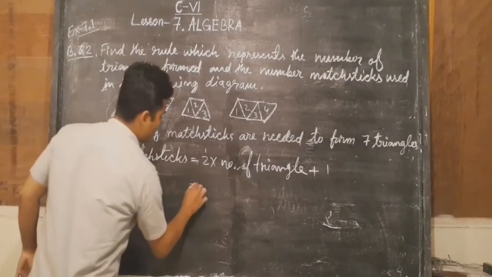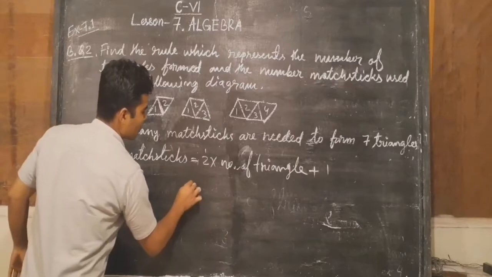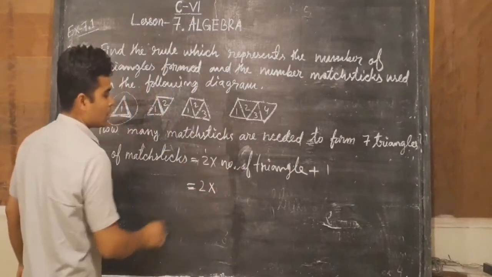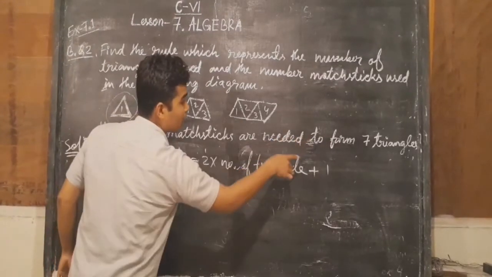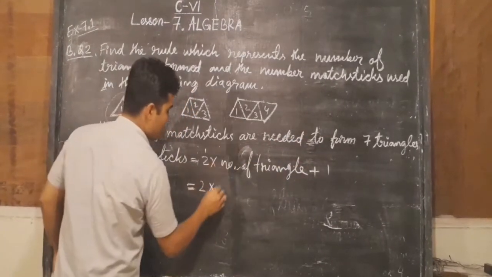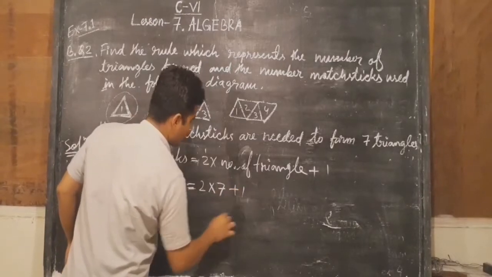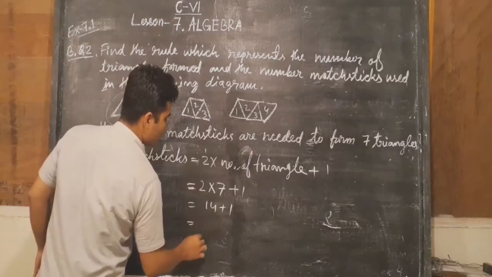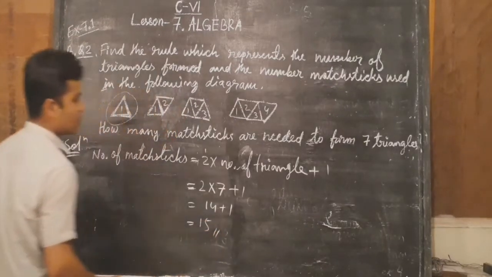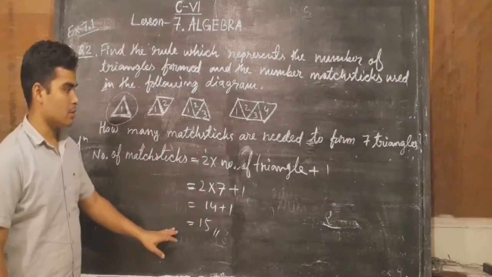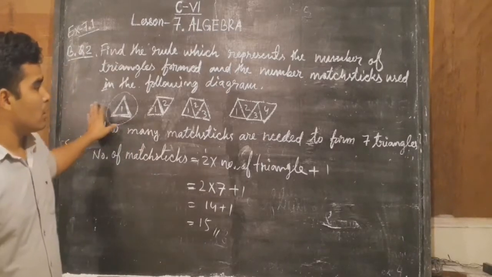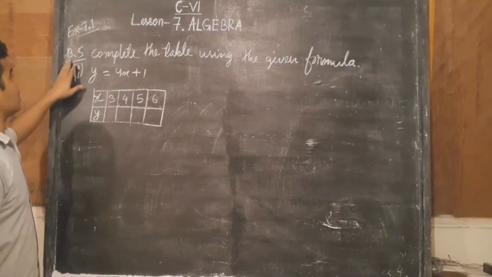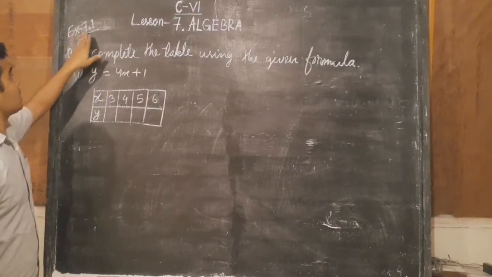If we apply this rule for finding the number of matchsticks for 7 triangles, we can see 2 into the number of triangles. How many triangles do we have to make? 7 plus 1. 7 twos are 14 plus 1. Now 14 plus 1 is 15. So we need 15 matchsticks for 7 triangles. Now I will solve this question from exercise 7.1.